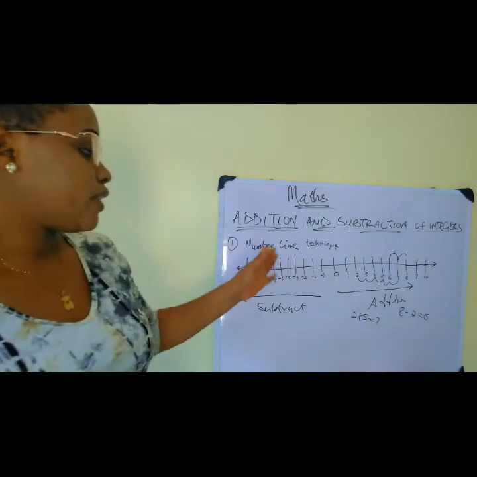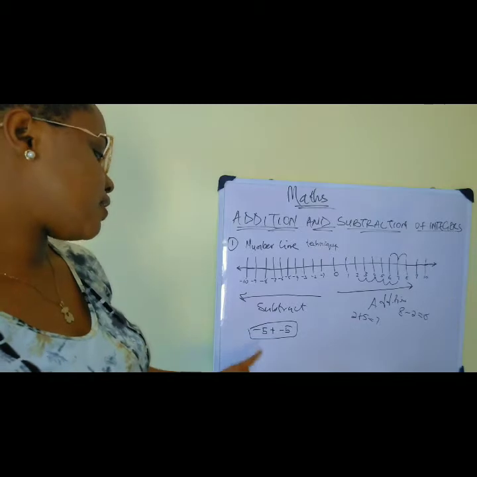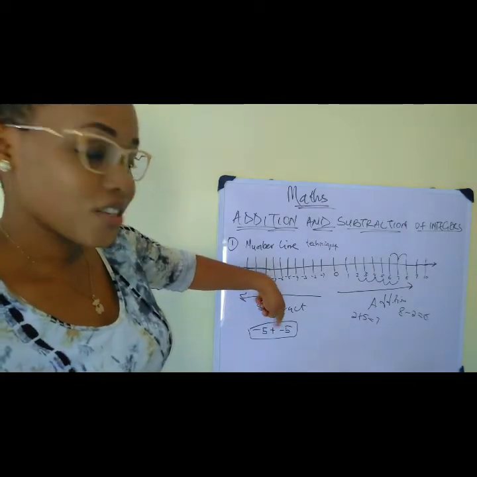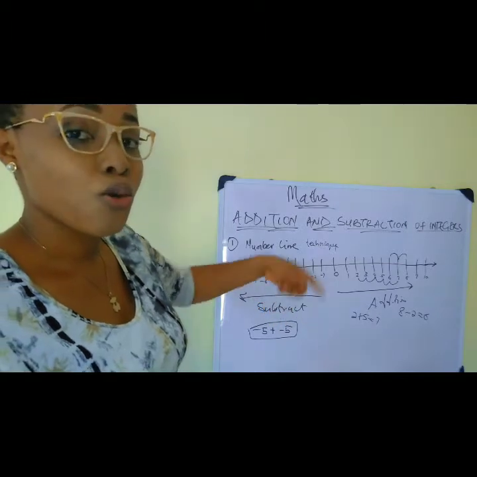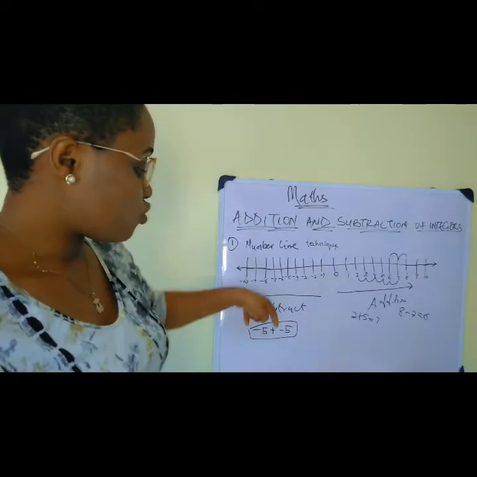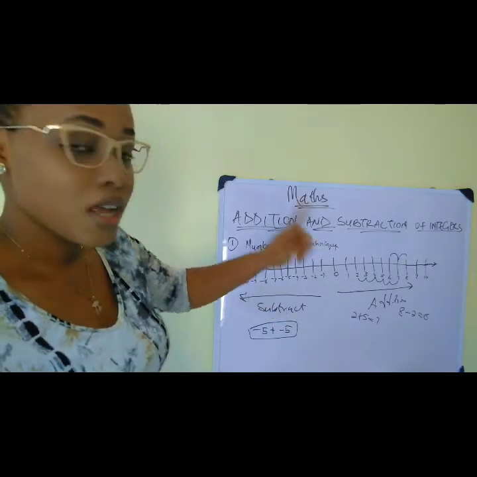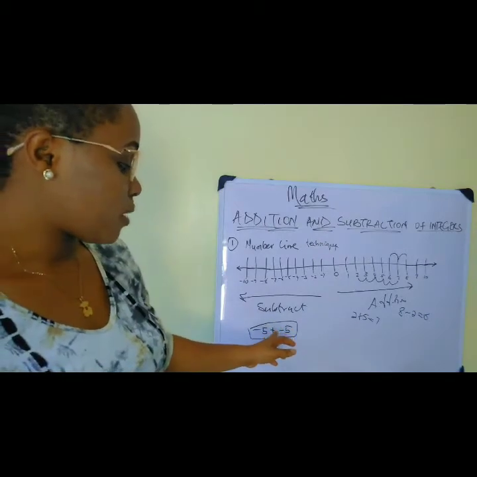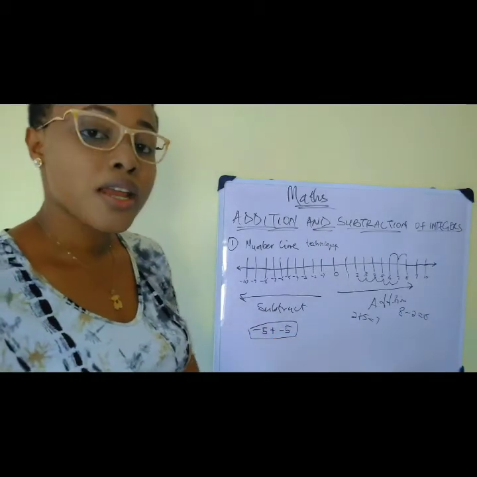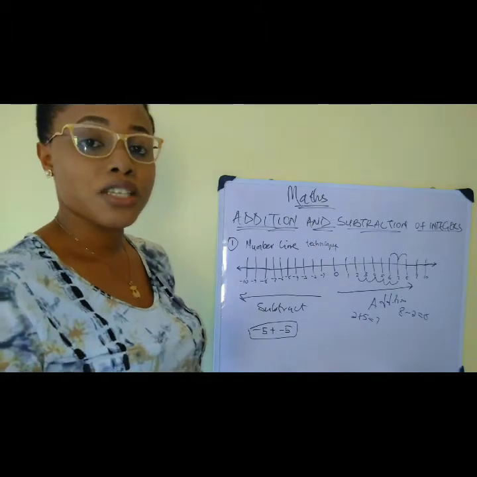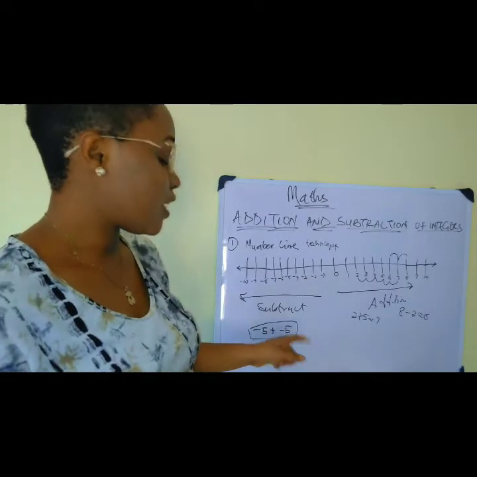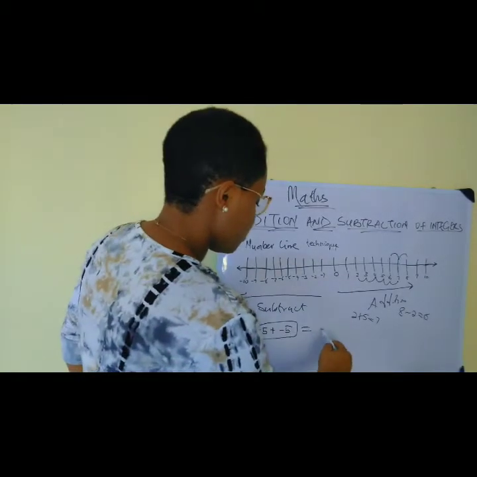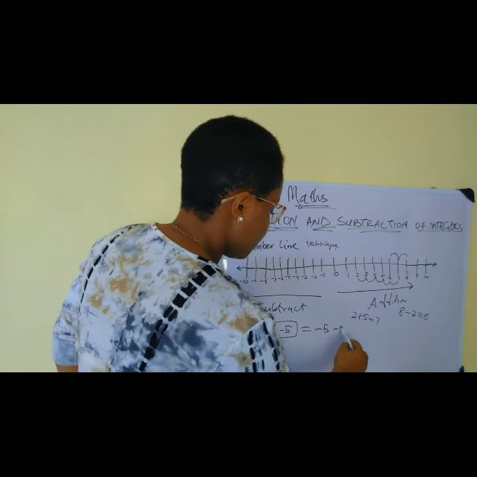Now let's look at the negative side. If you see a question like this, the first thing you need to do is neutralize these two signs. You cannot have two signs at once, it will confuse you. So just neutralize the two signs and get one sign. And the only way you can do that is by multiplying. And if you remember in our previous class on multiplication of integers, I told you that a positive multiplying a negative will give us a negative outcome. So this is equal to negative 5 minus 5.